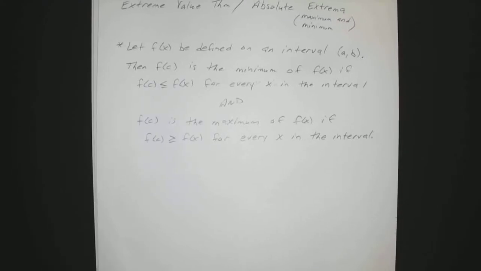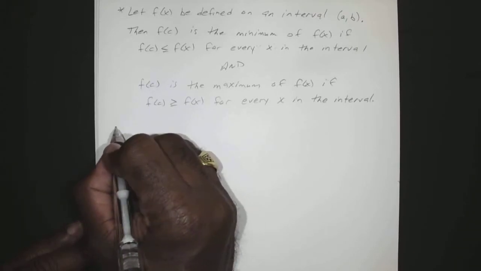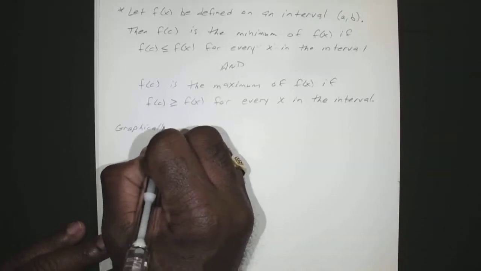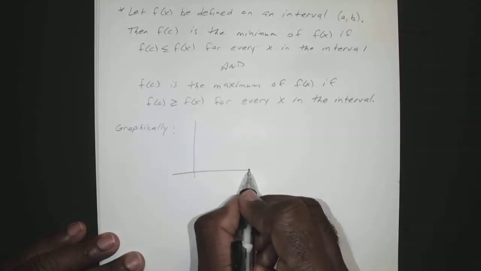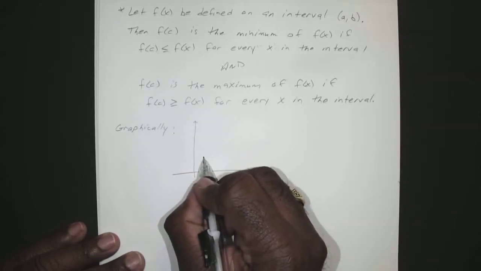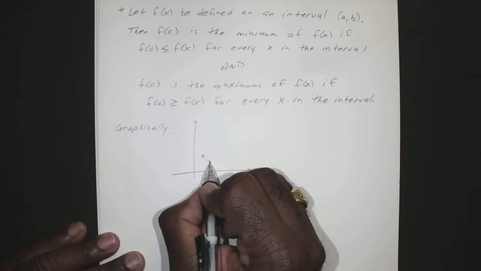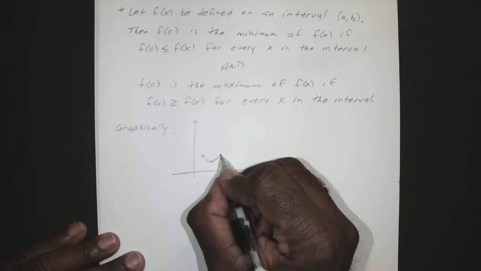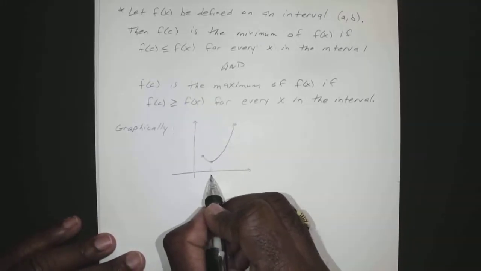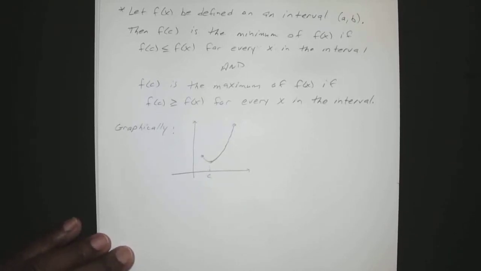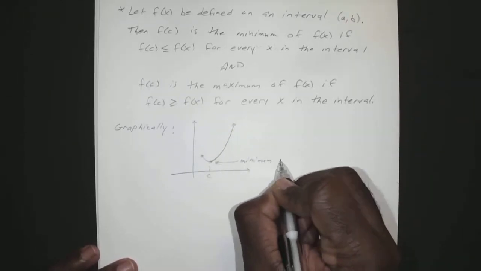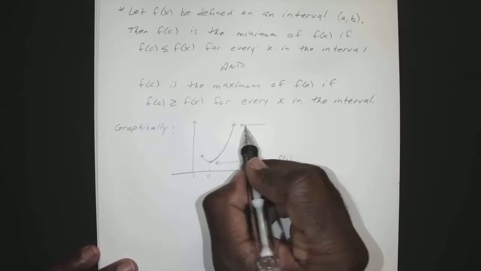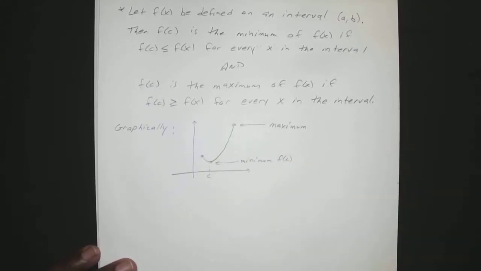So if we looked at that as far as a graph, let's say we have our X and Y axis, let's say our endpoints are closed circles, and our point c is a closed circle. Sometimes the light makes it look like it's open. So this would be our minimum, which is our f of c. And that's our maximum.